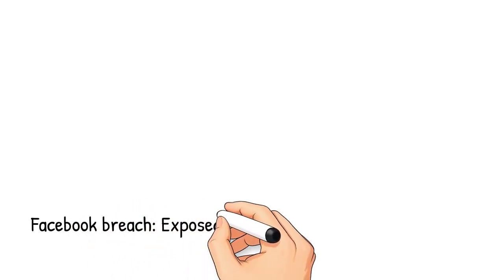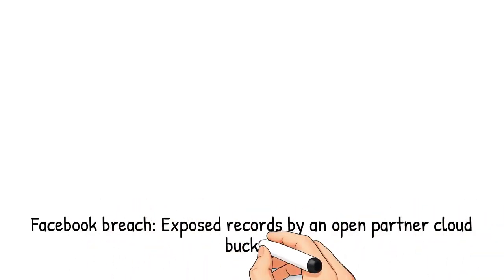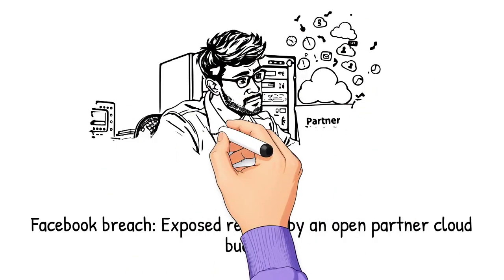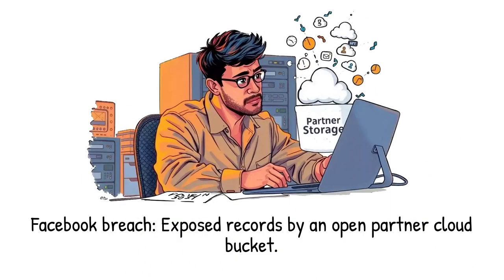Section 15. Case Study. The Facebook Cloud Breach. Millions of Facebook user records were exposed because a partner stored them in an open cloud storage bucket. What went wrong? Public access enabled, no monitoring, and no alerts were in place.